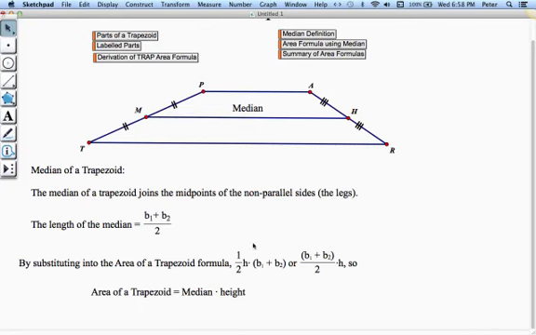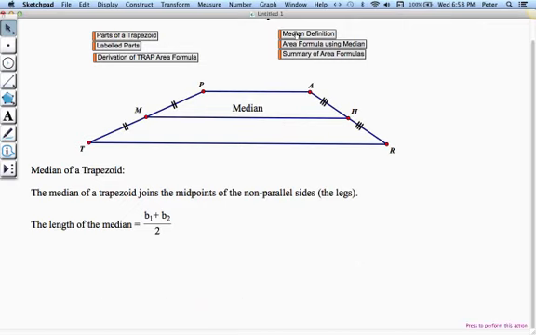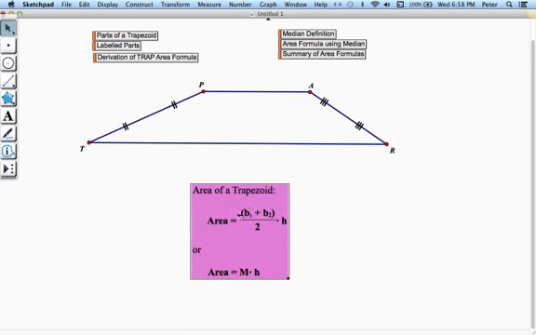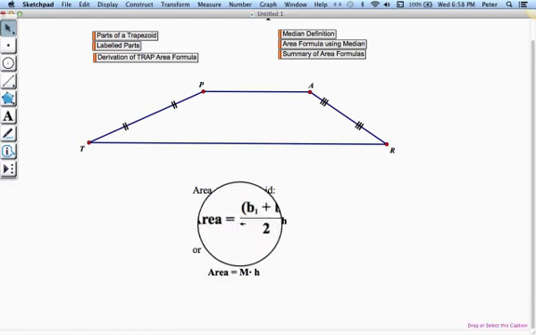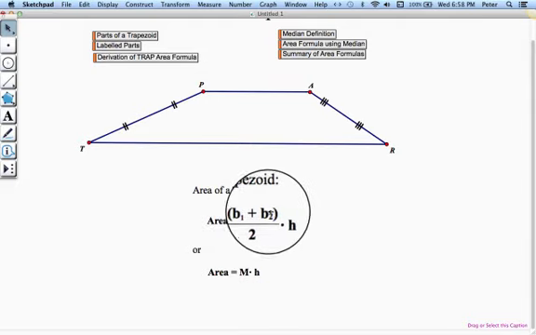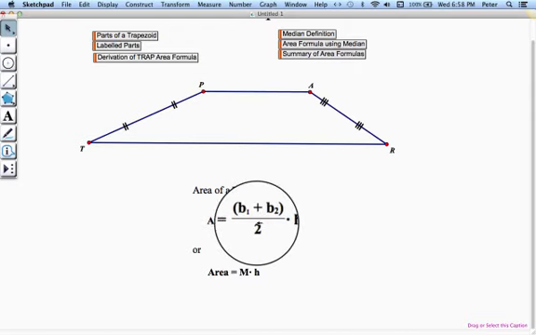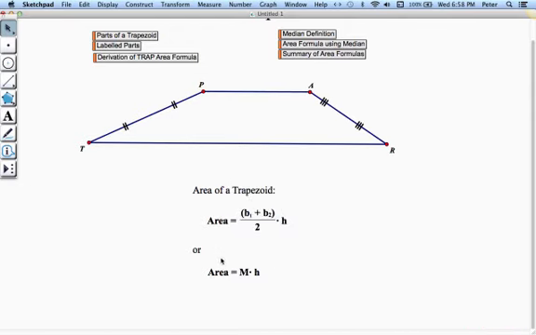Okay, so let's do a quick summary. The two formulas that I want you to know for the area of a trapezoid are 1/2 b1 plus b2 times h, or you can write it as b1 plus b2 over 2 times h. And then the other formula, its total equivalent, is m times h, which is median times h, because the median does equal b1 plus b2 over 2.